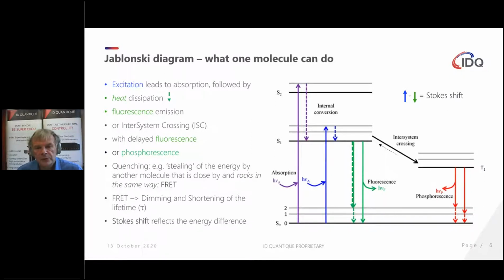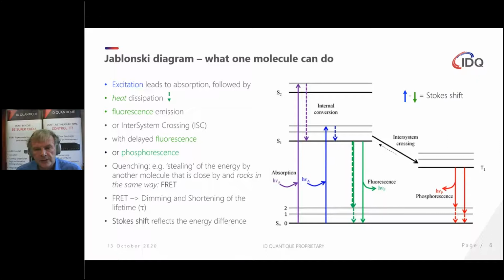Once it's in the S1 state, there are many things that could happen to this molecule in the excited state. It can either fall back to the ground state and just give off its energy as heat. That is the dashed arrow that goes down. But there are also molecules, and some molecules do that much better than others, that can emit that energy as light, fluorescence. That will happen on the order of a few nanoseconds.